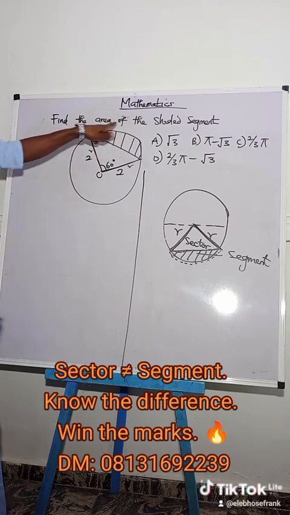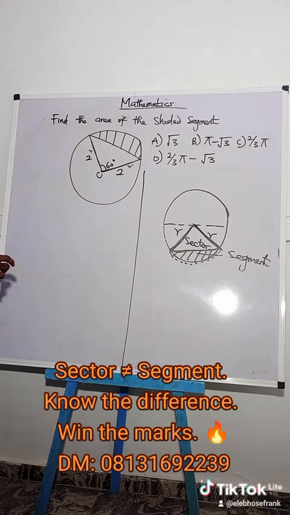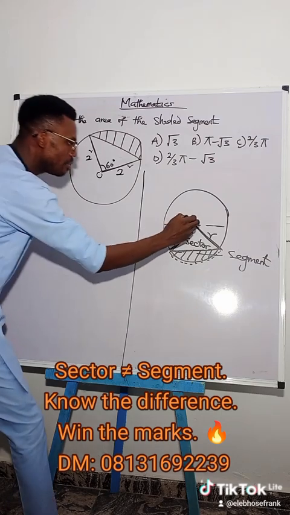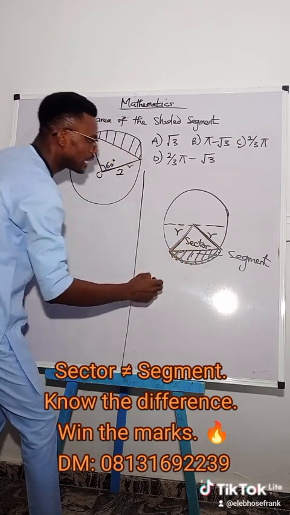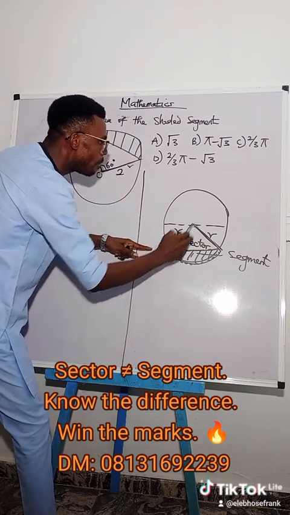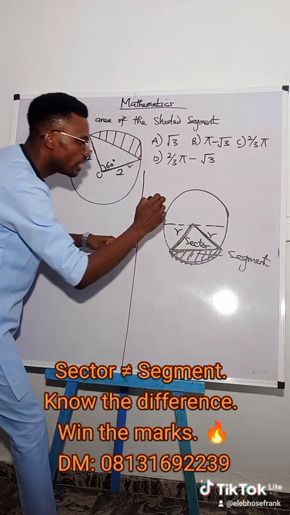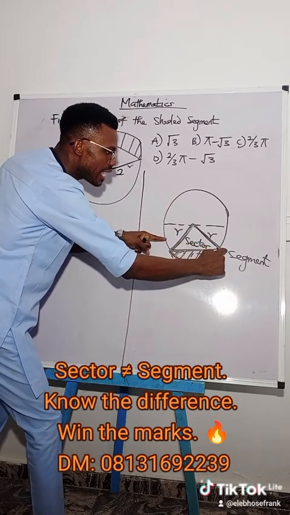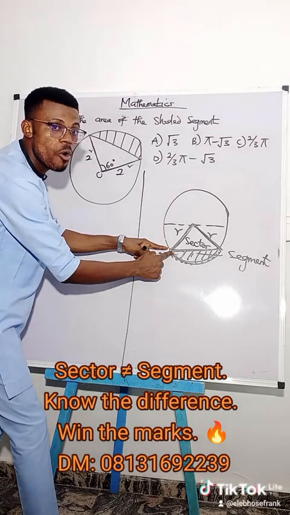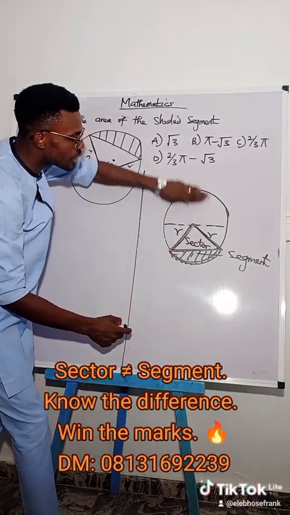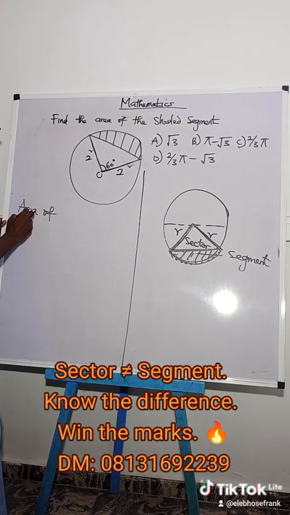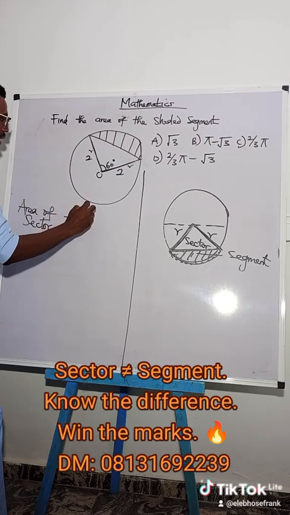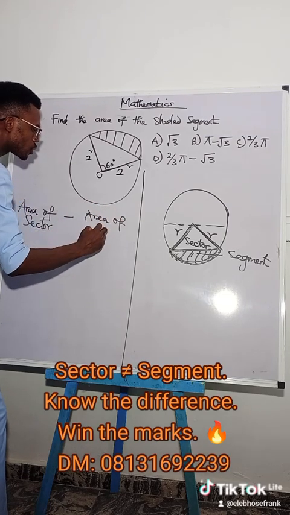Now we are told to find the area of the shaded segment. How are we going to do that? Remember this is a sector. The shaded part becomes the area of this sector minus the area of this triangle. These two radii and the chord together form a triangle. So if I remove the triangle from the sector, I'm left with the segment. So the area of the shaded segment becomes area of sector minus area of triangle.